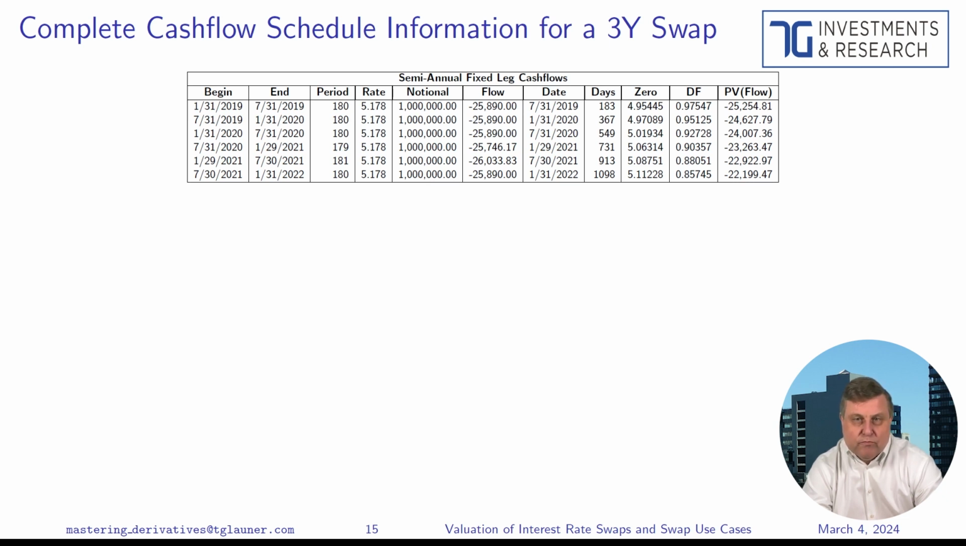Following the flow is the payment date, number of days to today, and then the zero rate, the discount factor, and the present value of the flow. Let me remind you one more time that the zero rate is the continuously compounded interest rate with a basis of actual 365, which can be applied consistently across all currencies and all markets.